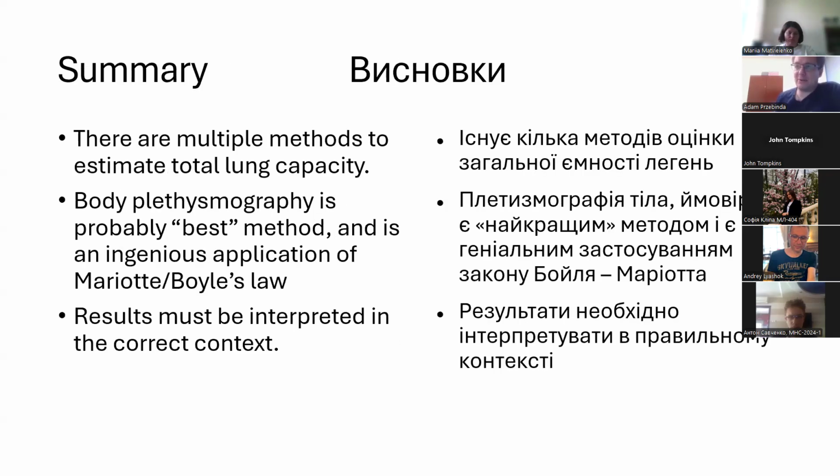So in summary, there are several methods that can be used to estimate the total lung capacity. Body plethysmography is probably the best method, and it's the one that's most often used. It is a pretty cool application of Mariotte and Boyle's law, but you need to interpret the results in the correct context compared to the correct population. And that is it. That's all I've got.